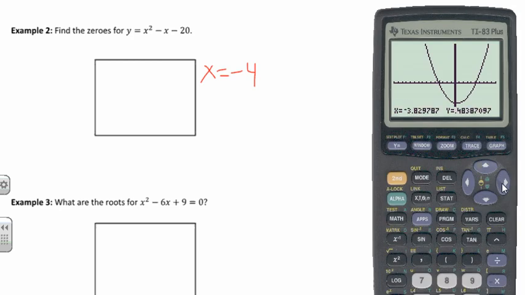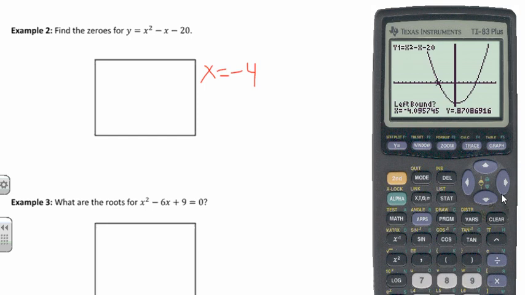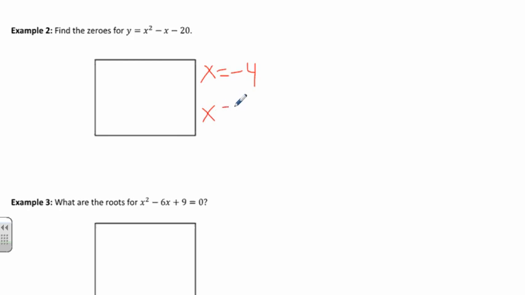To the other one, second function calculate our zeros. Let's go left side of our other x-intercept, as close as we can get to the x-axis before it's positive would be here. And the right side, guess. And this x-intercept is 5. X equals negative 4 and x equals 5 would be our zeros here.